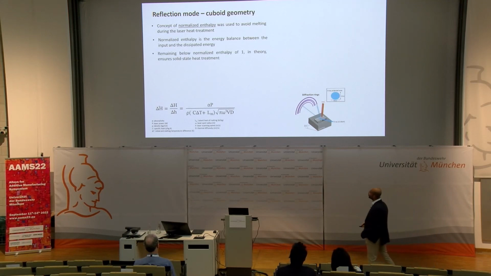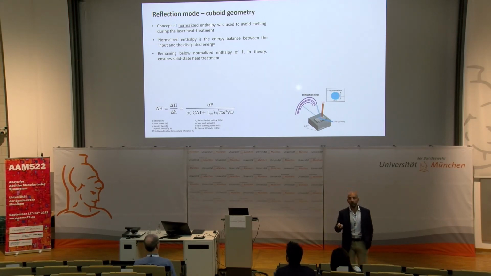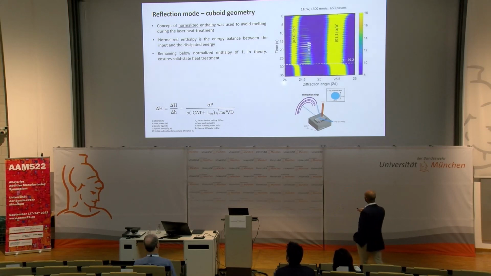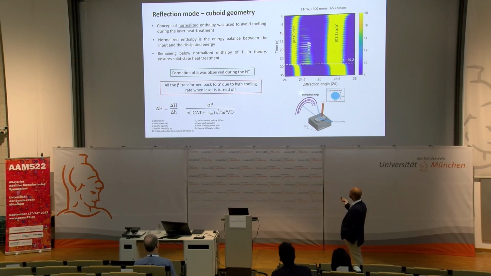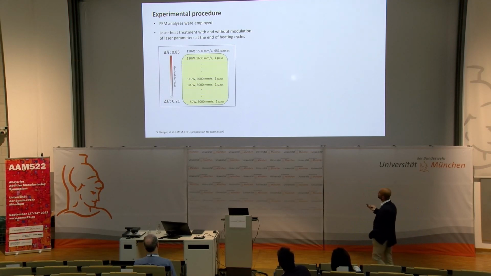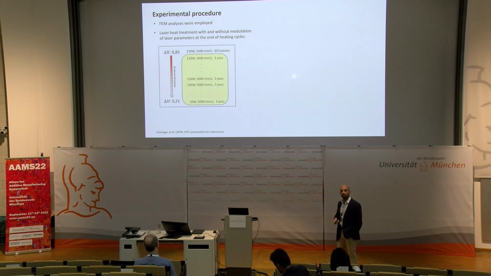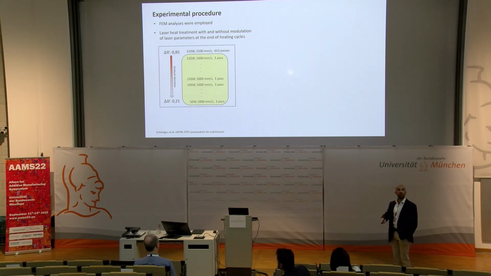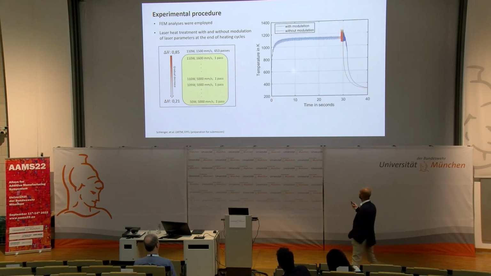We used the normalized enthalpy notion, which is the energy balance between input and dissipated energy. So theoretically, if you stay below 1, you shouldn't melt. And this is why we went with normalized enthalpy values below 1, and we did heat treatment for 30 seconds. And then after the heat treatment, the beta was transformed back to alpha martensite, and they couldn't retain it. So we did some simulations, incorporating a slope to modulate the cooling rate by gradual decrease of the input energy into the process at the end of the heat treatment.